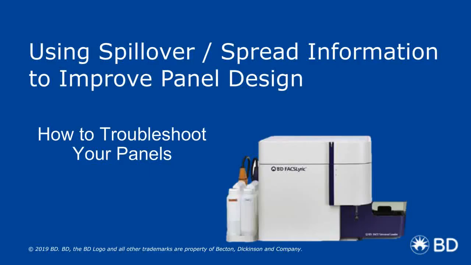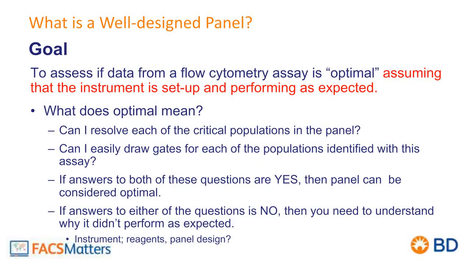So we've talked about spillover and spread. We have an idea about how we can begin to quantify that and understand its potential impact. So let's use this information to improve panel design and learn how to troubleshoot our panels. So what is a well-designed panel? I get this question when talking to people about panel design, which is, well, how do I know if I have a good panel? What's good? What's optimal? Because we talk about optimal, but there really is no such thing as an absolute optimal panel. But what do we mean by optimal?